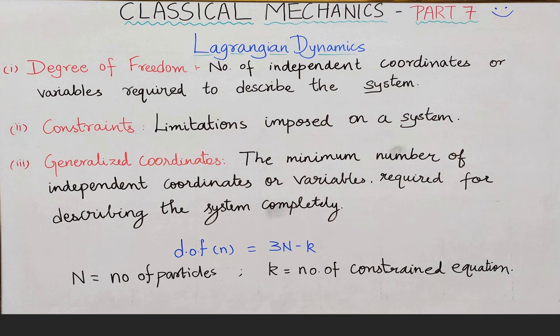In order to find the degrees of freedom, one can use the formula 3n minus k. Here n is the number of particles. For a simple pendulum, the pendulum has mass m, which is one particle, so n can be 1. It depends on the system. And k is the number of constraint equations. I said that L is constant, so that is one equation, and so on. You can consider as many constraints as there are.